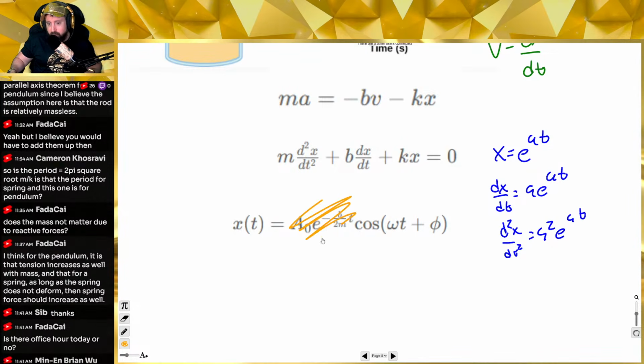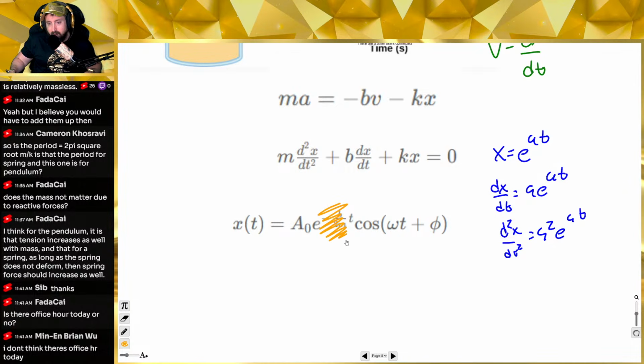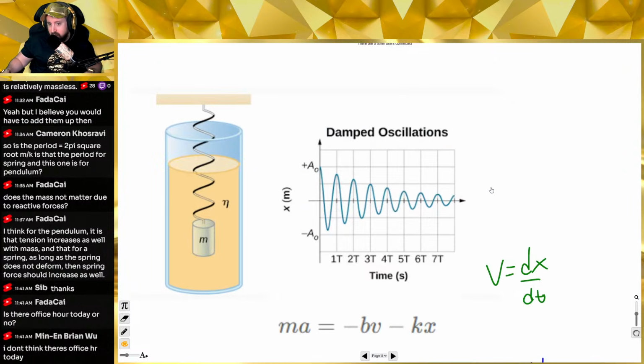So, if this thing was gone, then it would look like the regular sinusoidal, harmonic motion. However, there is this e to the negative b over 2m t. This e to the negative t means that as time goes up, this whole thing will go down, because e to the minus t is the same thing as 1 over e to the t. So as this gets bigger, you're dividing by a bigger number, which means you're getting a smaller number, so you're eventually reducing this thing down to 0. And that's what we see here.